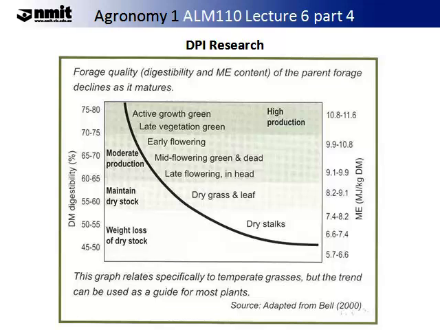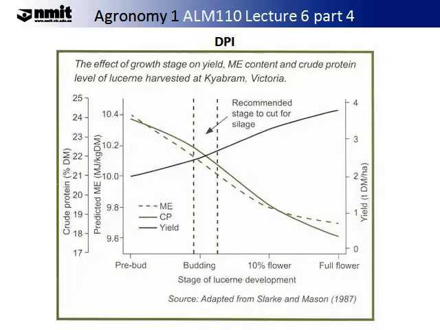Here is a second graph illustrating the effect of growth stage on yield, metabolic energy content and crude protein of lucerne. I'd like you to spend some time studying this, as at first it may appear complicated, but once broken down into its elements it is quite simple. Firstly, on the x-axis we have time shown as crop development. This is demonstrating pre-bud, budding, 10% flower and full flower. These are various stages of lucerne development. On the left-hand y-axis, you have crude protein as percent dry matter and metabolizable energy. On the right-hand y-axis, you have yield.